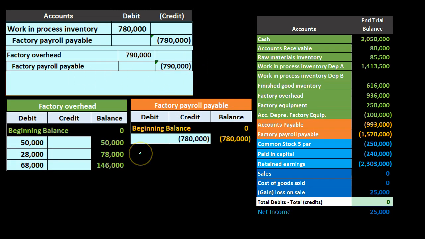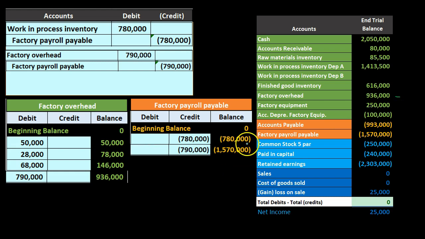So if we look at the GL then, we were at 146 for the factory overhead. It's going to go up by 790 to 936. So here's the 936 in factory overhead. Payroll was at 780,000. It went up by 790 to 1,570,000. So there's our payroll, there's our liability. So these are just a few items that can be in factory overhead. Notice that there could be a lot of different things in there, and typically it's going to be anything on the factory floor that, again, we couldn't apply to a particular process.